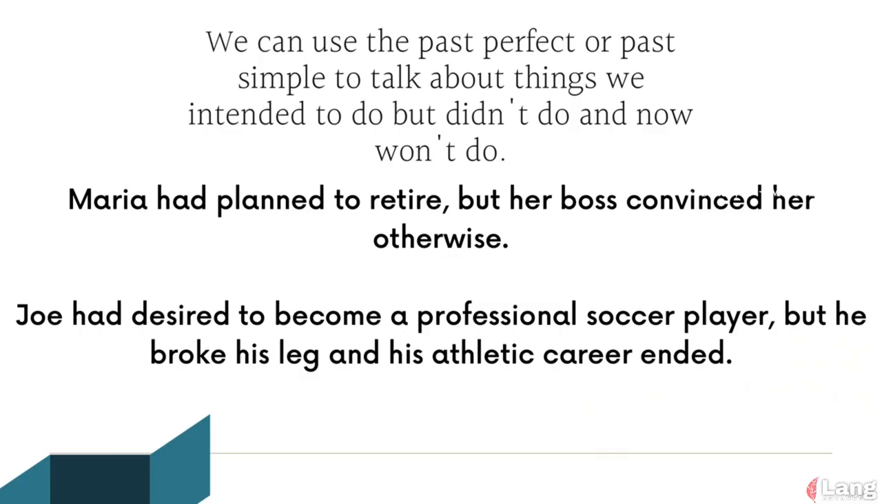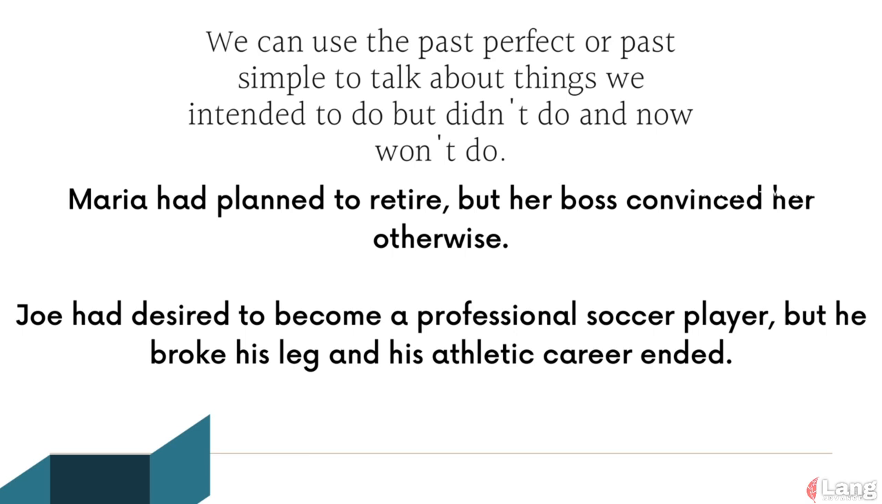We can use the past perfect or the past simple to talk about things we intended to do but didn't do and now won't do. Now we've decided we're not going to do these things anymore. Maria had planned to retire, but her boss convinced her otherwise. So now she won't retire. Joe had desired to become a professional soccer player, but he broke his leg and his athletic career ended. So now he does not intend to become a professional soccer player.